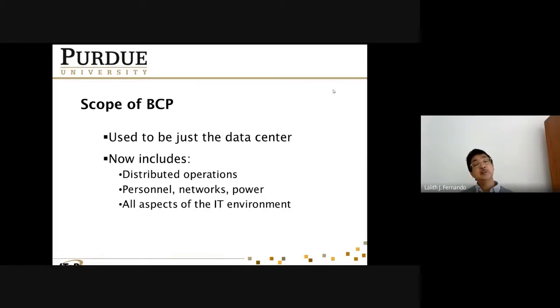Actually, the former type of BCPs, those of yesteryear, were really centered on data. But now it is not the case. Now things are distributed: operations, personnel, networks, power, and all aspects of the IT environment. You need to consider distributed operations; all distributed operations would be under the span of the plan. And every personnel, the networks and power, and not only that, all aspects of the IT environment. So you can see the span of BCP now. Earlier, it was just a data center.